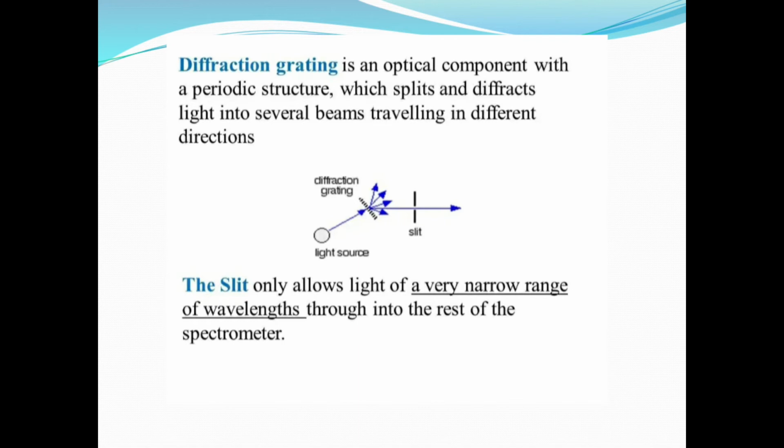Diffraction grating. A diffraction grating is an optical component with a periodic structure which splits and diffracts light into several beams traveling in different directions. The slit only allows light of a narrow range of wavelengths through into the rest of the spectrometer.